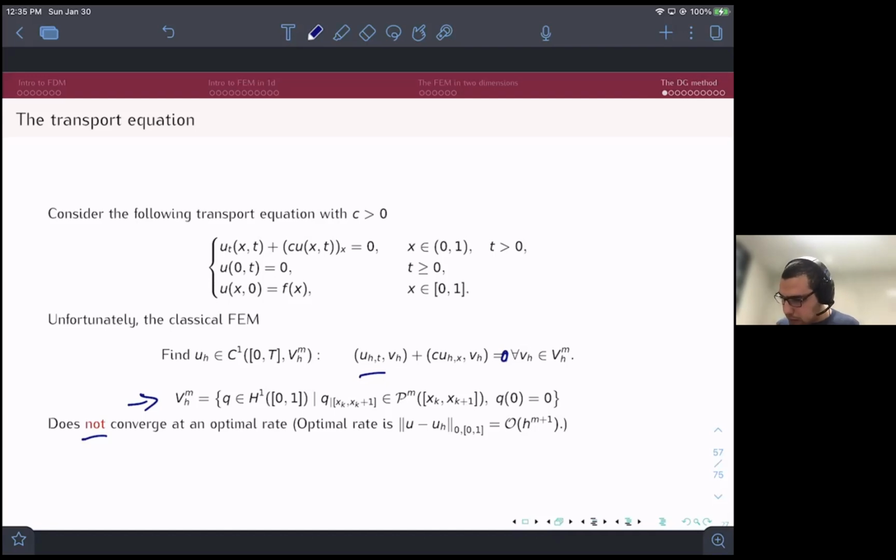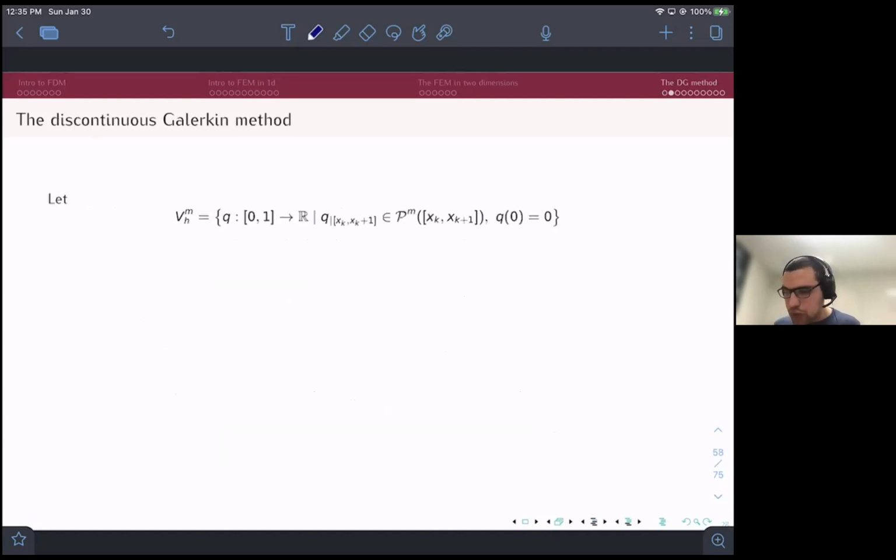Another way to fix this issue is to relax the condition on the space V. Now, we define this V space to be the space of piecewise polynomials from 0 to 1. On each element, it is a polynomial. Also, we can assume that it's 0 at 0. Okay, we can even drop this, and enforce this one weakly. Now, Q is not continuous.